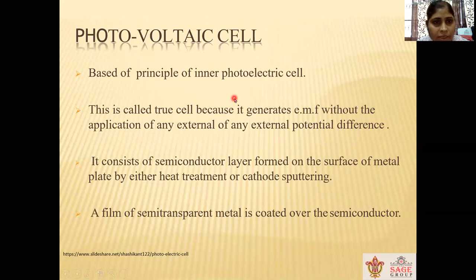Next is the photovoltaic cell. It is based on the principle of the photoelectric effect. This photovoltaic cell generates EMF without the application of any external potential. So external power is not connected for the conversion of light energy into electric energy in the photovoltaic cell. So these cells are active cells. It consists of a semiconductor layer formed on the surface of a metal plate, either by heat treatment or cathode sputtering. A film of semi-transparent metal is coated over the semiconductor material.